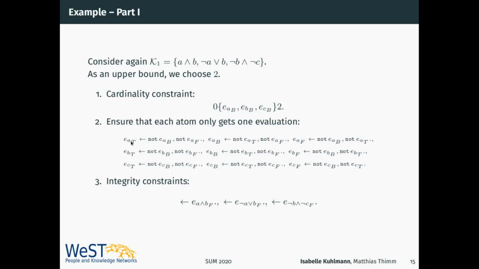Next, we need to ensure that each atom only gets one distinct truth value. So for example, A can only be true if it's not both and not false, and it's the same for B and C, and also for the other two truth values. So A can only be both if it's not true and not false, and so forth.